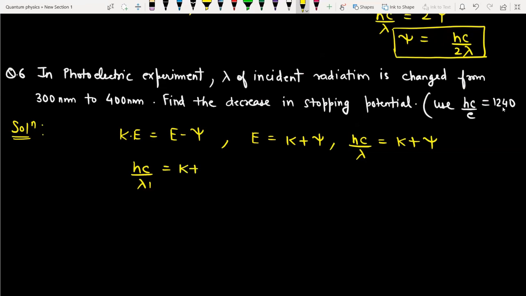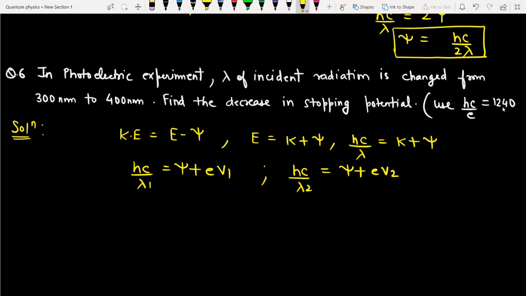So we write this psi, the work function, plus the kinetic energy in the form of the stopping potential. This is eV1, which corresponds to the stopping potential for lambda 1, which corresponds to 300 nanometers. Similarly, we'll write for 400 nanometers. So this is hc over lambda 2, equal to psi plus eV2, and this V2 corresponds to the stopping potential when we take lambda equal to 400. So now using these equations, we'll find the decrease in the stopping potential.